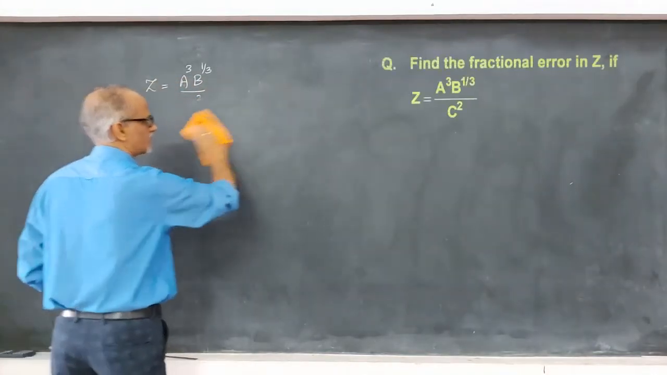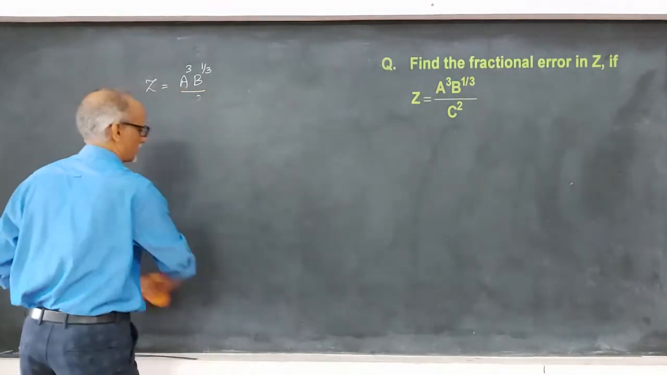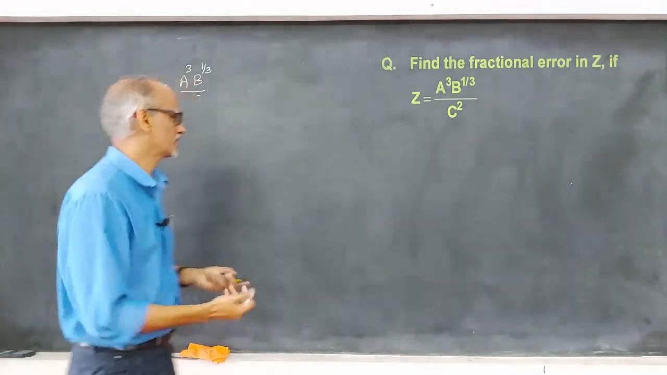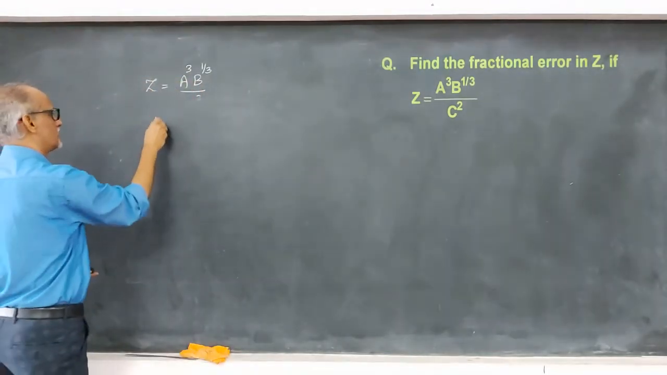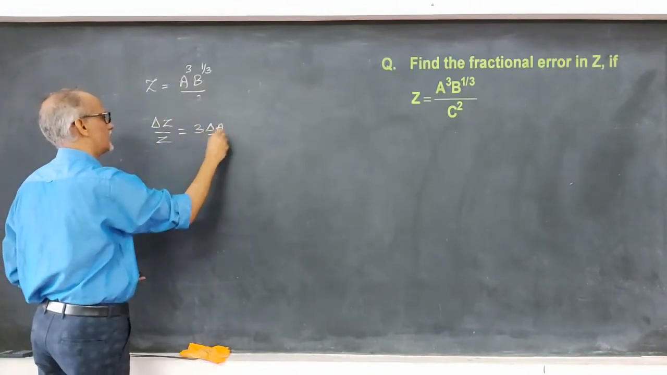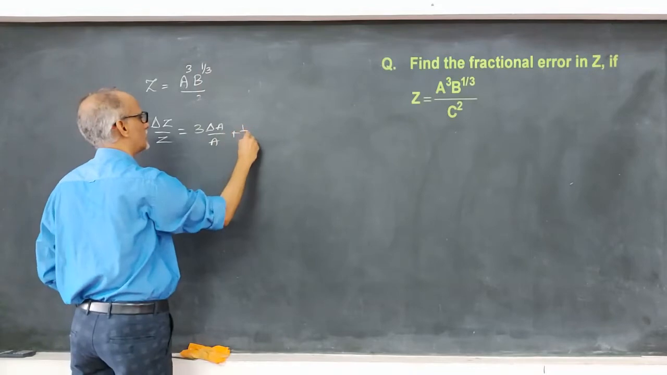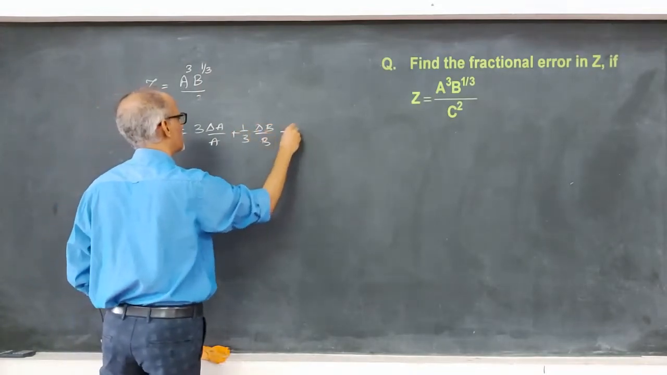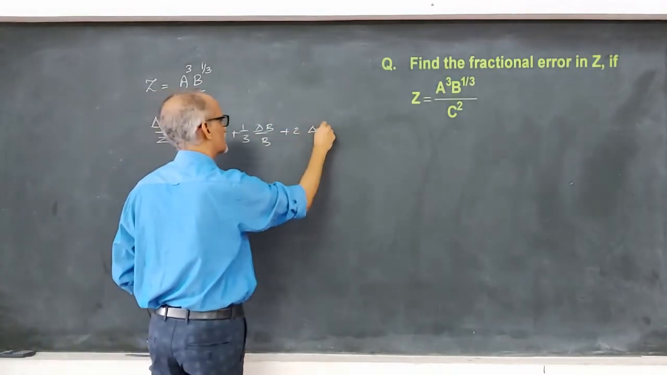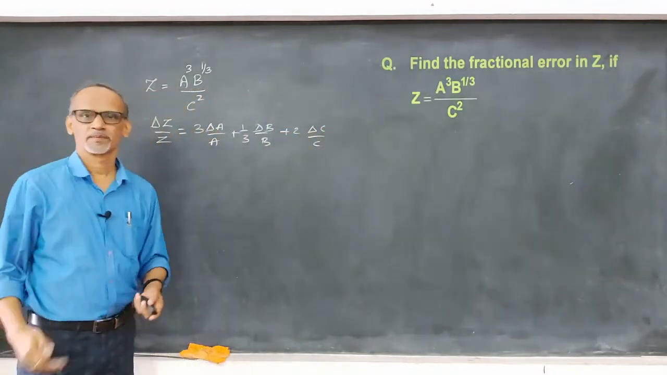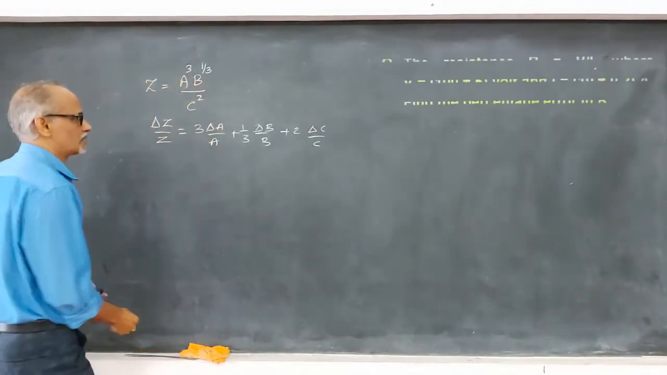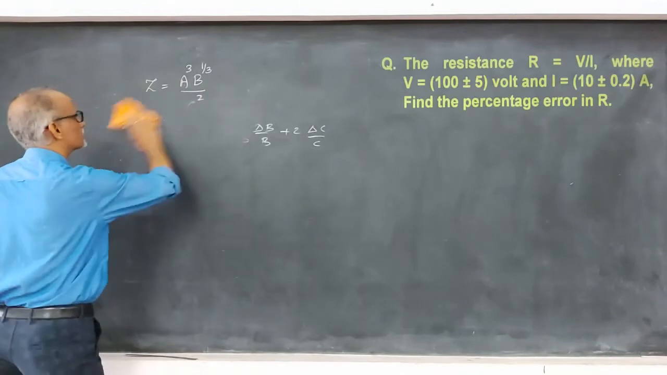So this was the question asked, find the fractional error. Fractional error means ratio, relative error, and that's what we have found, delta Z by Z. Delta Z by Z is equal to 3 times delta A by A plus 1/3 of delta B by B plus, here it was C square, so 2 times delta C by C. So very simple. It's either a 1 mark or 2 marks question. So let's try one more numerical now.